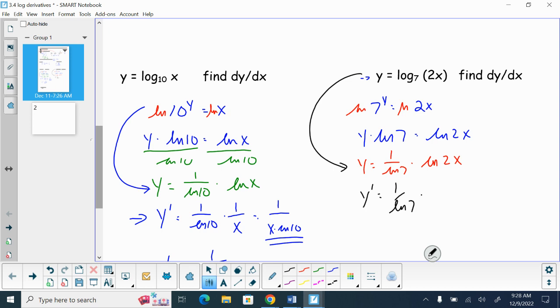We take the derivative of ln of 2x. Todd, what do you come up with? I'm sorry, what? 2 times 1 over x, or 2 over x. We have 1 over 2x times the derivative of what's inside, which is what? 2. So what happens with the 2's? They cancel. So we're left with 1 over x ln of 7.